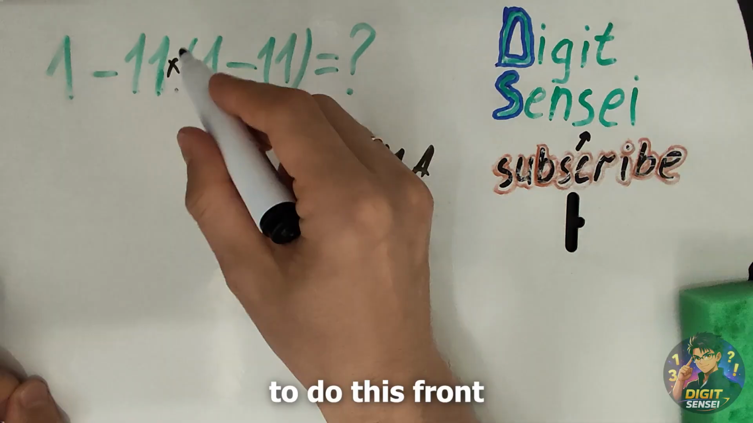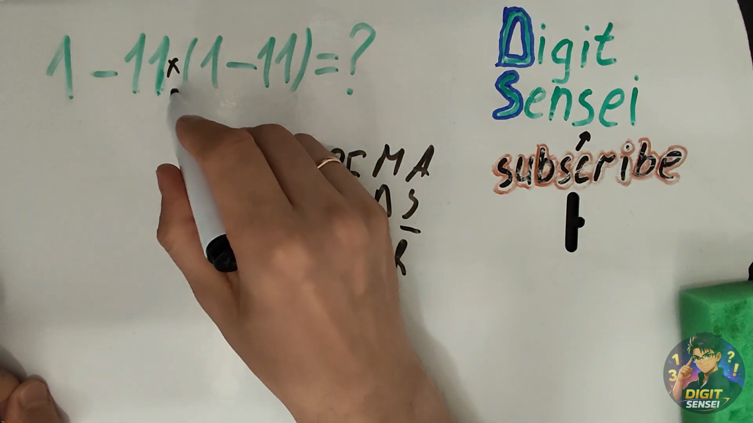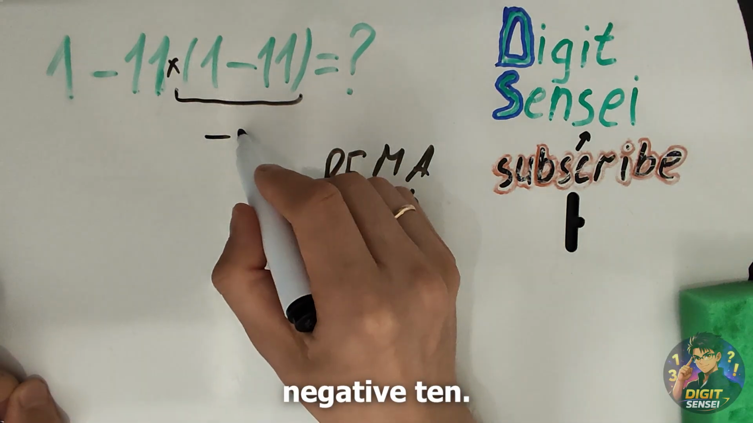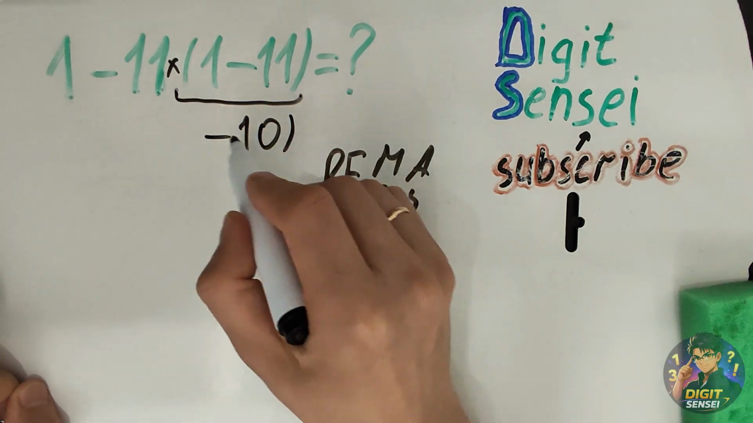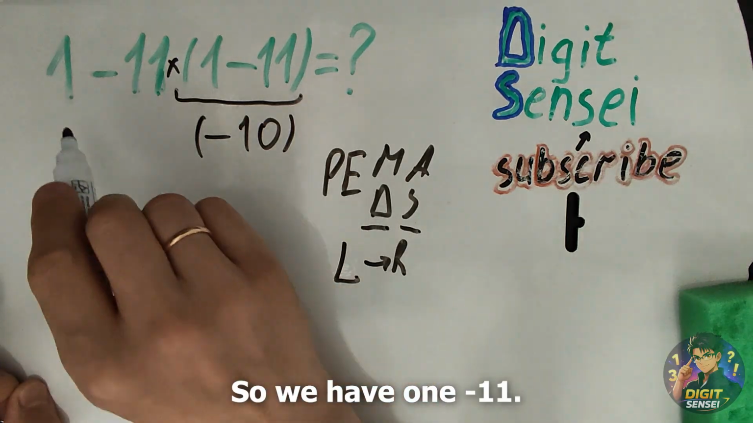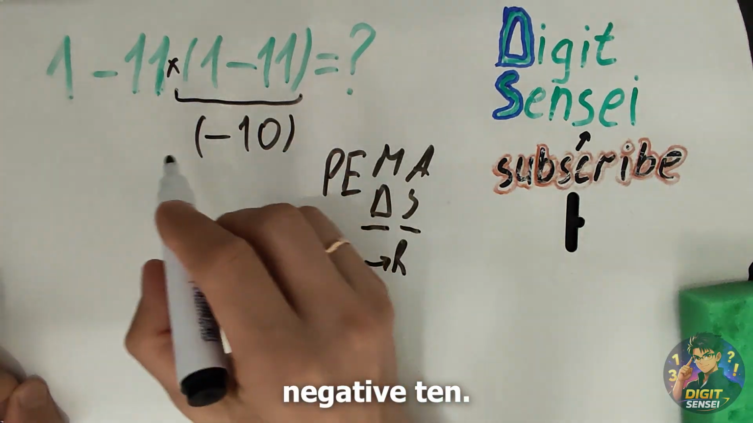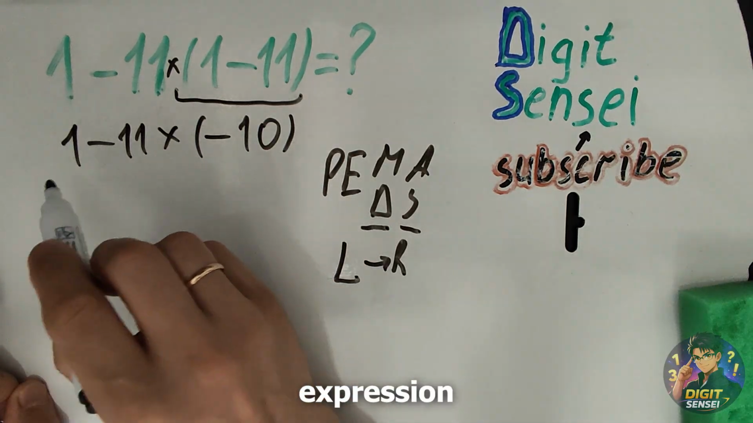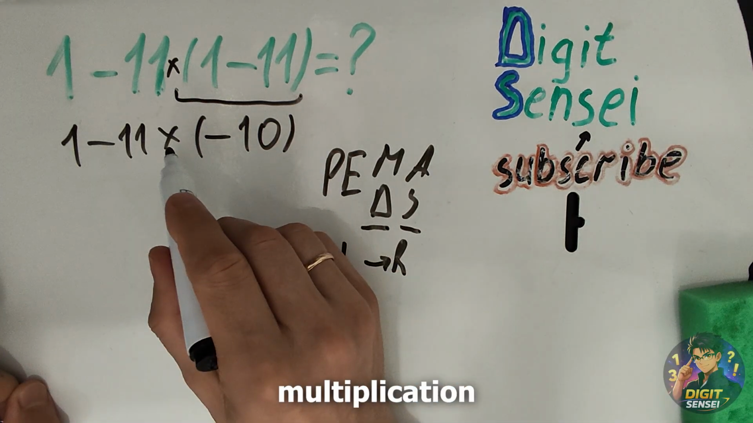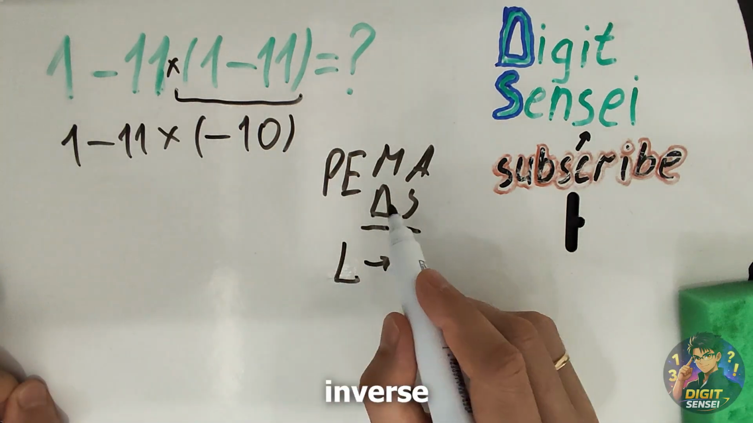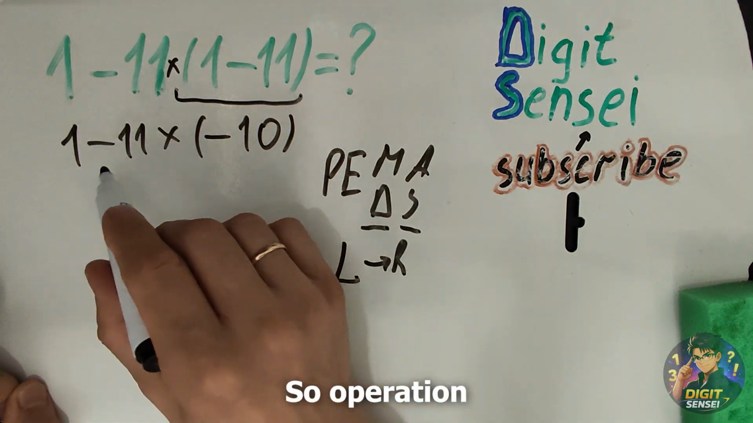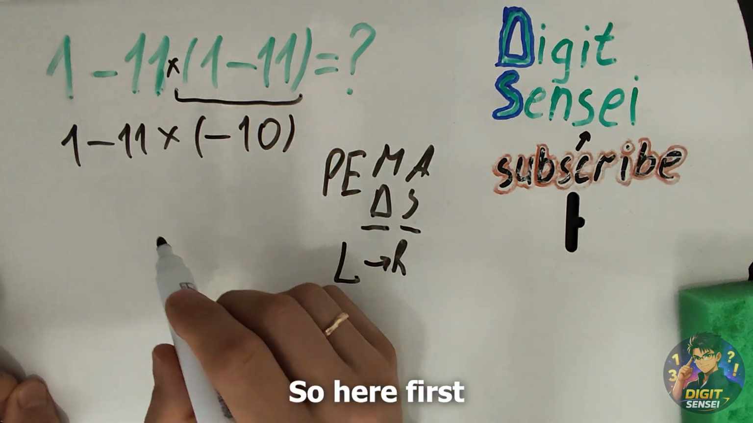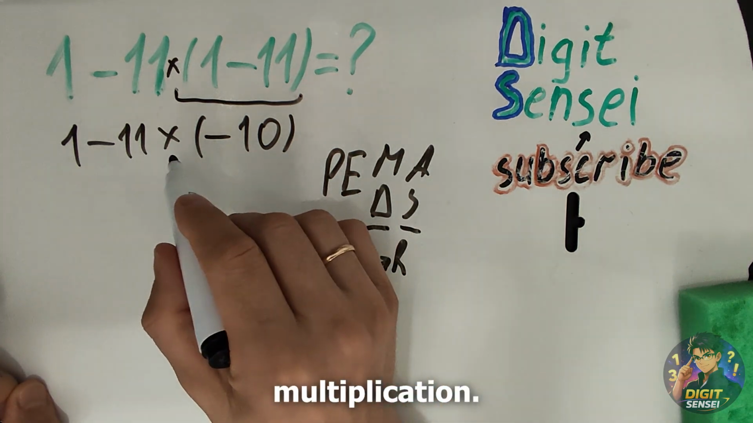So first we have to do this parentheses. Inside this parentheses, we have 1 minus 11, which equals negative 10. So we have 1 minus 11, then times negative 10. Now, in this expression, we have one subtraction and one multiplication. According to PEMDAS, multiplication has higher priority than subtraction, because multiplication comes before subtraction. So here, first we have to do this multiplication.